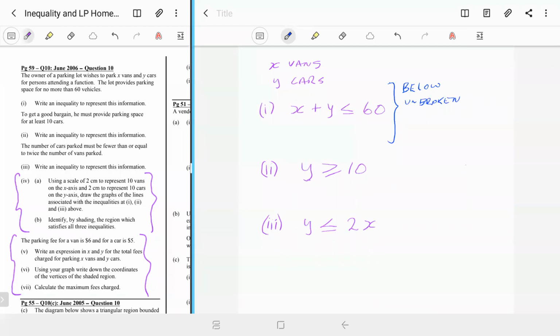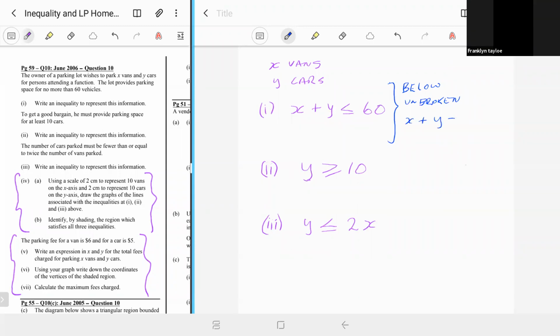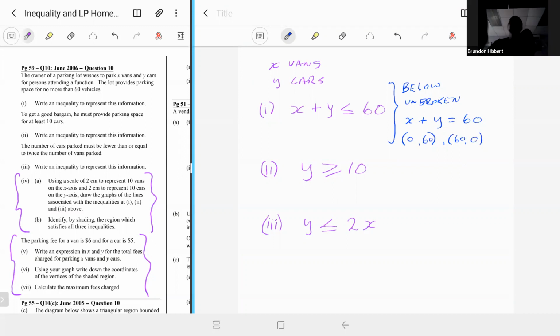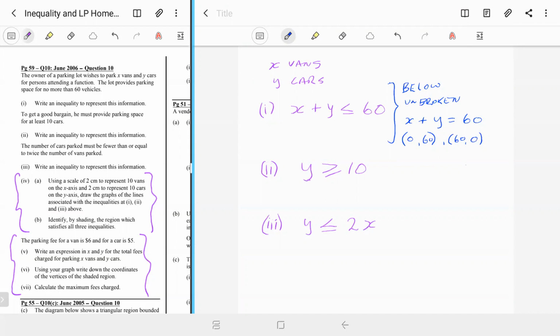And which line are we drawing? What is the line that's associated with this inequality? What's the equation of that line? X plus y equals 60, sir. Exactly. X plus y equals 60. And this line is an x plus y line, so it's one of the easy lines. It passes through 0, 60 and it passes through 60, 0. Simple, because when this is 0, this equals 60, and when this is 0, this equals 60. So it passes through those 2 points.